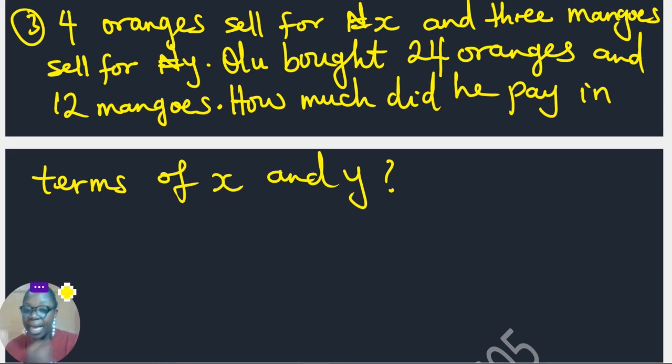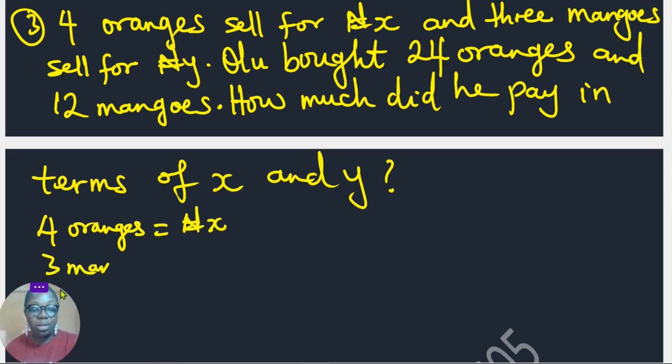So right here, I want to see what I have in the question. 4 oranges sell for X naira, so I'll write it out. 4 oranges cost X naira. Then 3 mangoes cost Y naira. Alright, so Olu bought 24 oranges and 12 mangoes. How much did he pay?